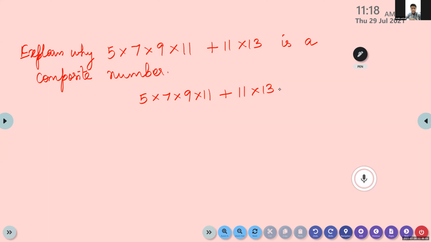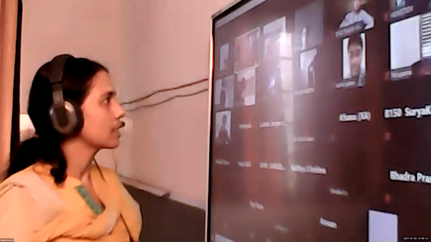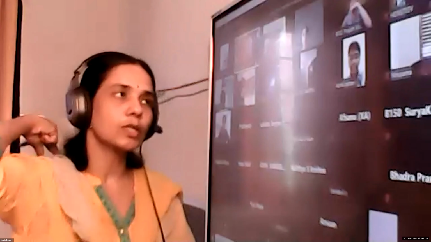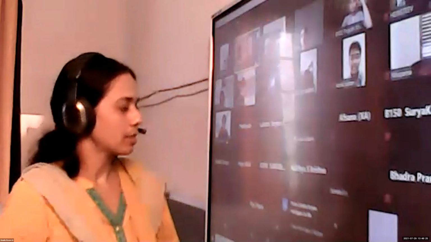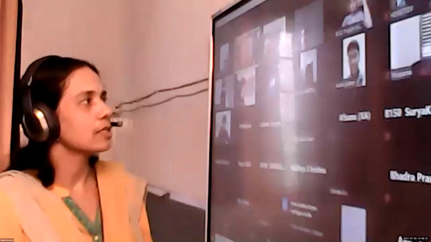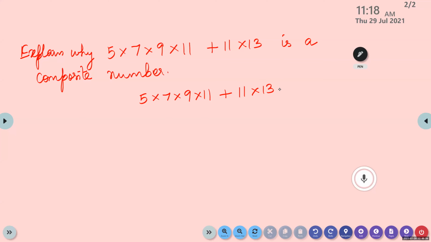Yes, ma'am. So here, you have to explain why this is a composite number. What is the definition we have learned for a composite number? When a number has more than 2 factors, we can say it is composite. So here also, you are given a lengthy expression, and you have to check whether it is composite or not. Look at the given numbers.